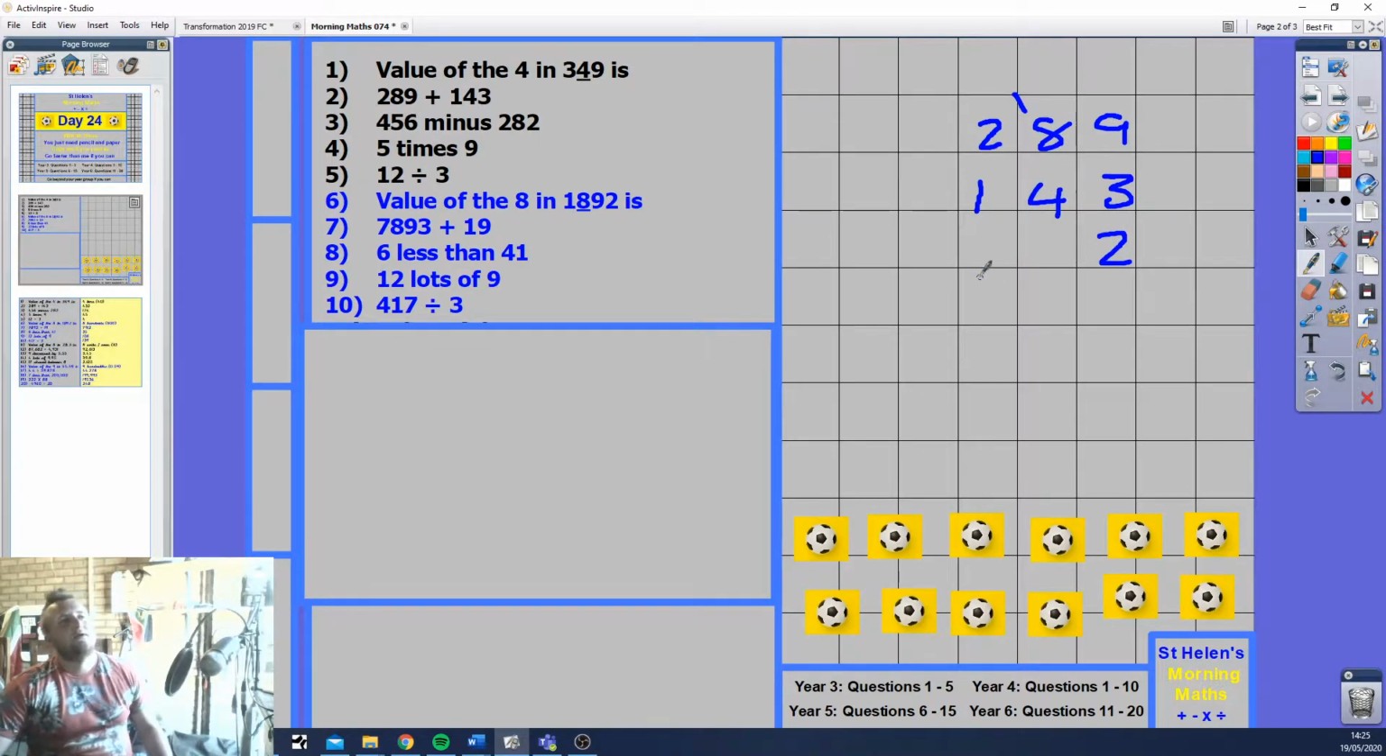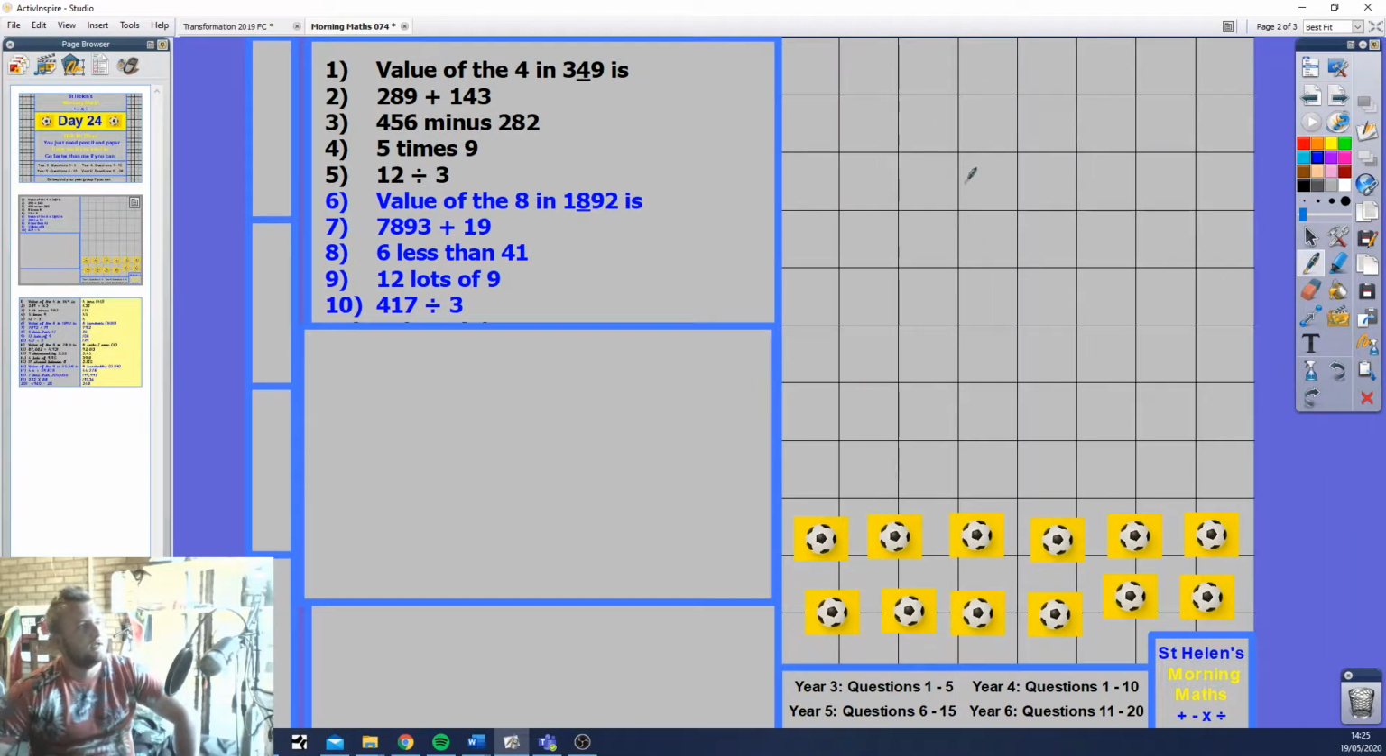8 plus 4, 9, 10, 11, 12. That's 12 plus 1 though. I've got to add that 1 over there as well. So that makes it 13. The 10 goes up here, the next place value. 2 plus 1 is 3 plus 1 is 4. So my answer is 432.